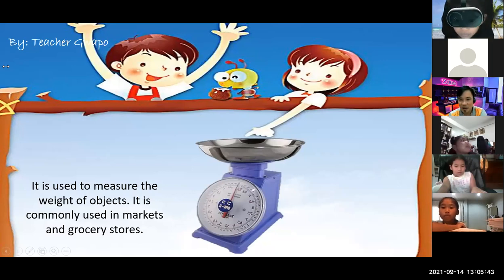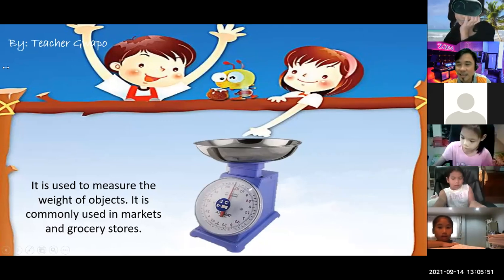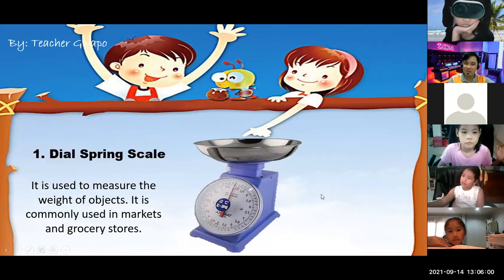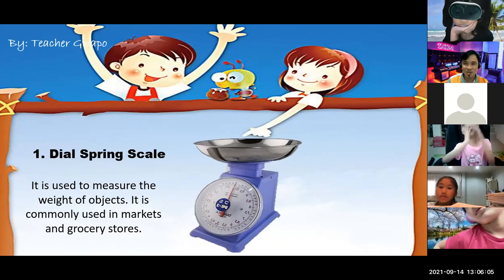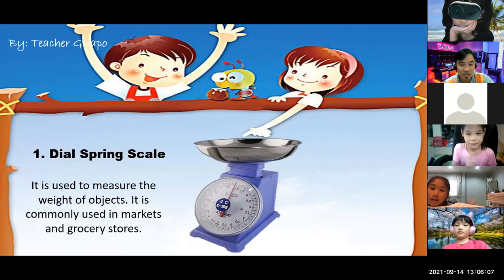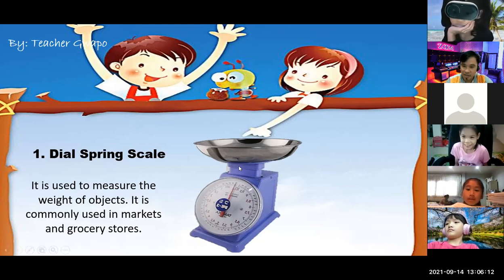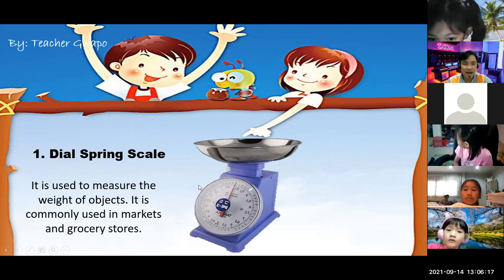Nobody? Yeah, Lokchub is raising her hand. Okay, Lokchub. Again, please. Spring scale. Okay, thank you, Lokchub. The name of this is dial spring scale, or spring scale is okay, but so much better if you say dial spring scale. You got the correct answer. This is a spring scale because it has a spring inside. That's why it's called a spring scale. Thank you, Lokchub. How about this?